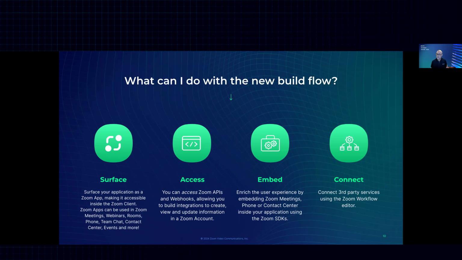Next, you might want to create some sort of integration using our APIs or webhooks, and that is the access method. So you're accessing Zoom's APIs and webhooks via our backend developer platform. And then the third one there, embed. So you want to take some Zoom functionality. Maybe you want users to join Zoom meetings via our SDK, but inside of your app or website, or they might be wanting to leverage Zoom Phone functionality or Contact Center, again, inside of your app or website. So those are the three terms you'll see surface, access, embed as we go through the build flow today in the demo. So I just want to make sure you're comfortable and understand what those terms mean.